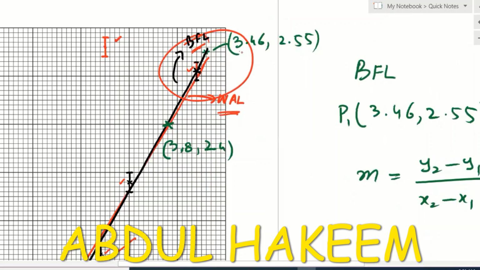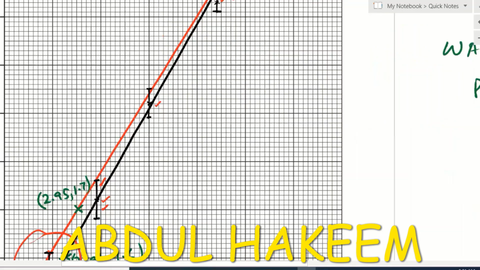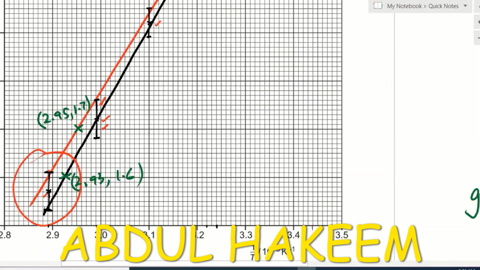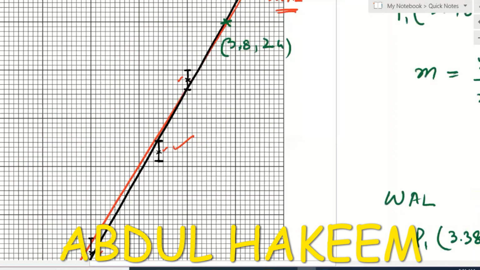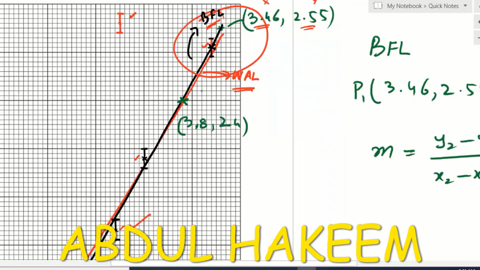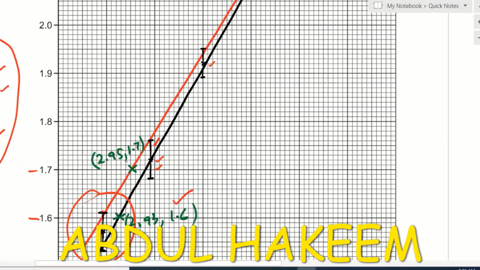This is 3.46 and 2.55. This is at the x-axis, this is at the y-axis. Similarly, select another point for this. Suppose this point is selected for the best fit again, 2.93, 1.6. And for the worst acceptable line, this point is selected for the worst, 3.8 and 2.4. Similarly, this point is selected for the worst fit, 2.95, 1.7.